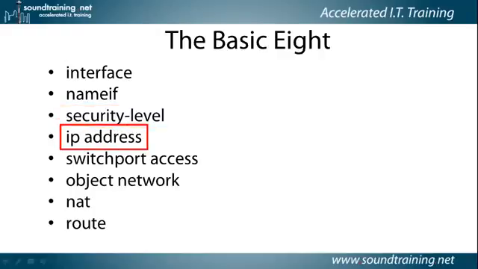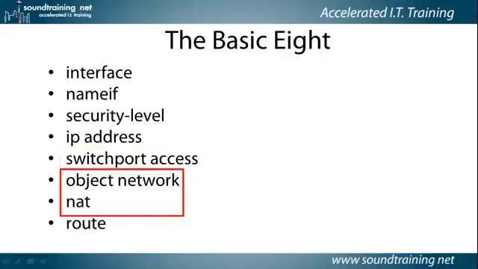IP address is how we assign either a static IP address or make an interface a DHCP client. You'll see that in a moment. Switchport access is a Cisco switch command, which is where we make a physical interface, such as interface Ethernet 0/0, a member of a switch virtual interface, such as VLAN 1. Object network and NAT are the commands that we use to configure port address translation. And then finally, the route command is how we assign a default route.